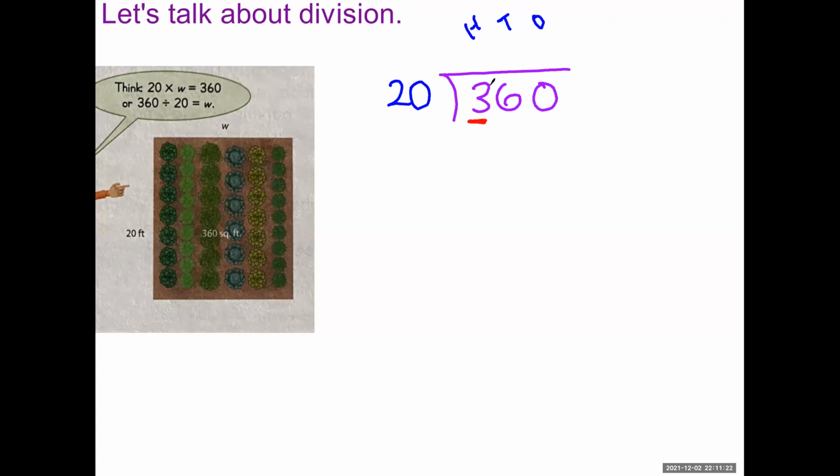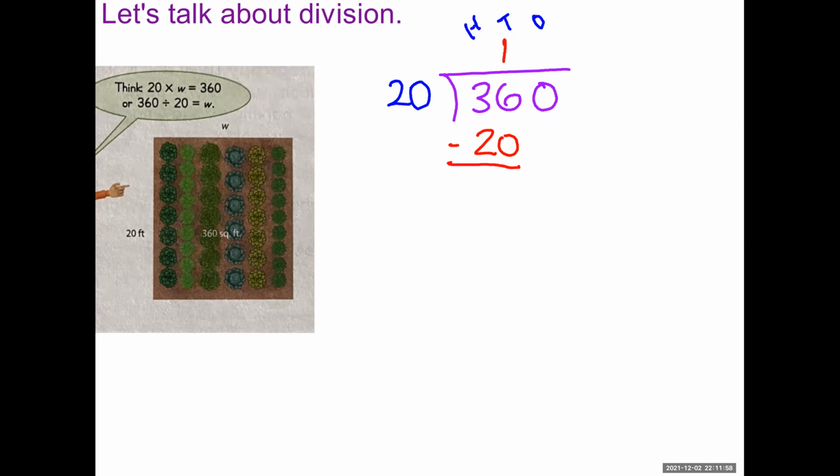If I'm just looking at hundreds, the 3 is too small. It's smaller than the 20. I can't make any groups of 20 with 3. I need to look at 36. This is 36 tens. I'm going to keep it in the tens place. I can take 20 from 36. I can take it out one time. I'm going to keep track of that one on top right in the tens place, lined up over the 6, because that's the tens place.